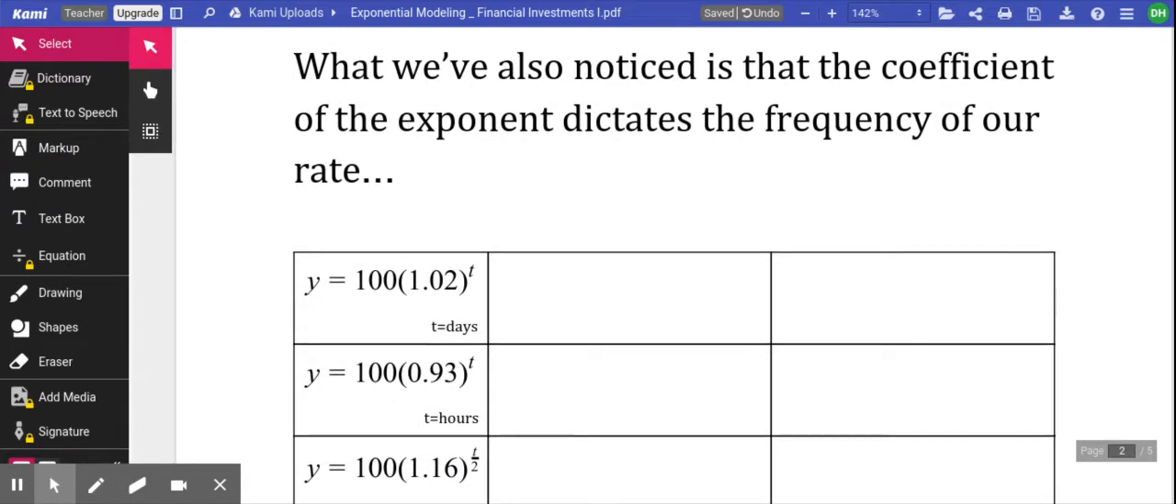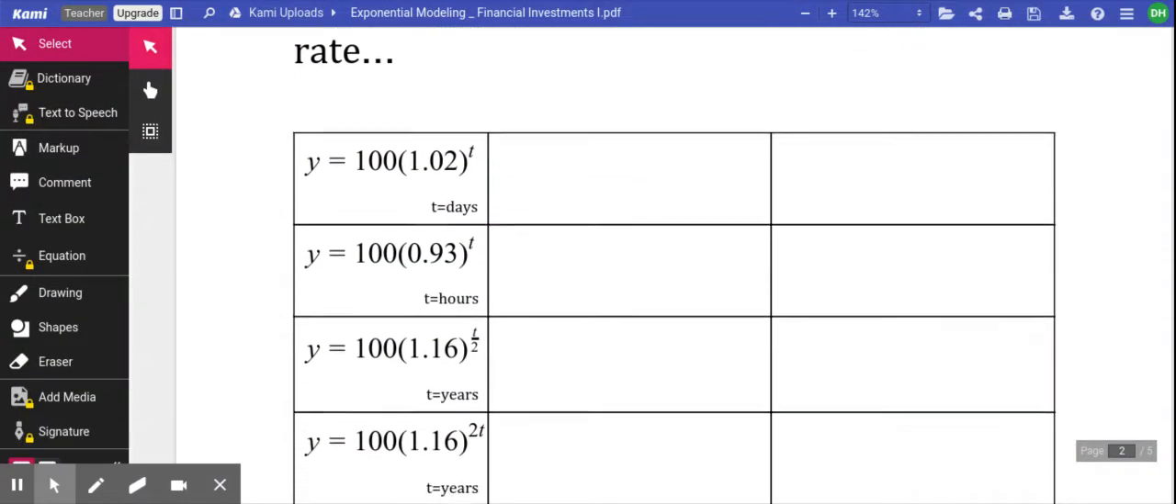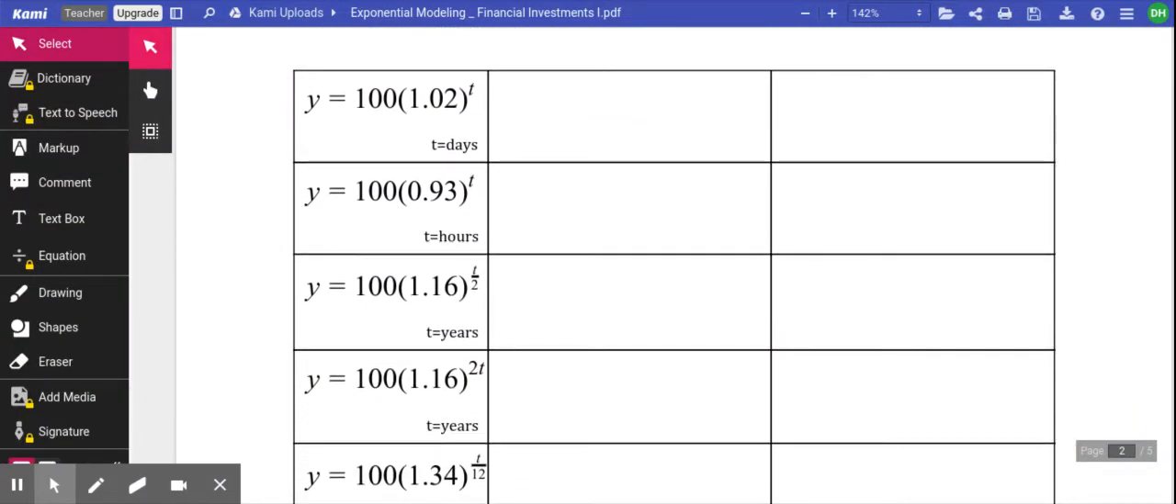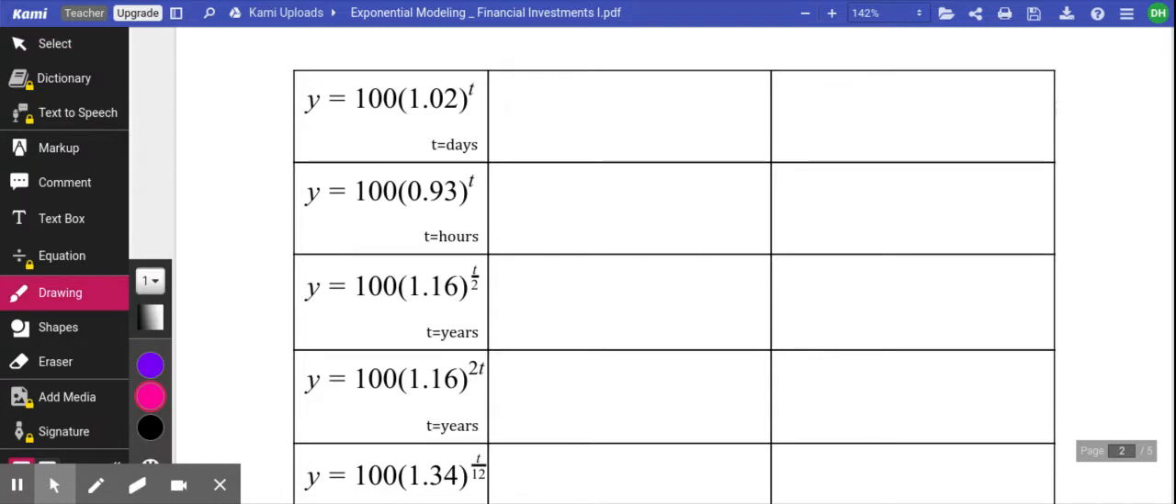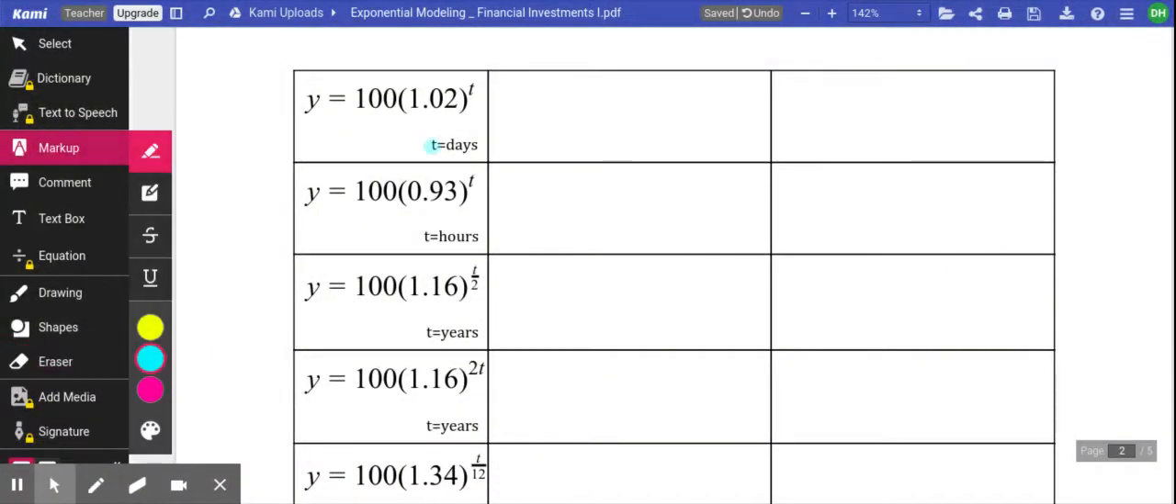And one really interesting thing that we've noticed up to this point is how the coefficient of your exponent really dictates the frequency of your rate. That sounds like a mouthful. So we're going to work through some examples and try to sort this out. We're going to just talk through our interpretations here as we look at these equations. If we were to assume that in this first one, t is measured in days, look at your exponent.